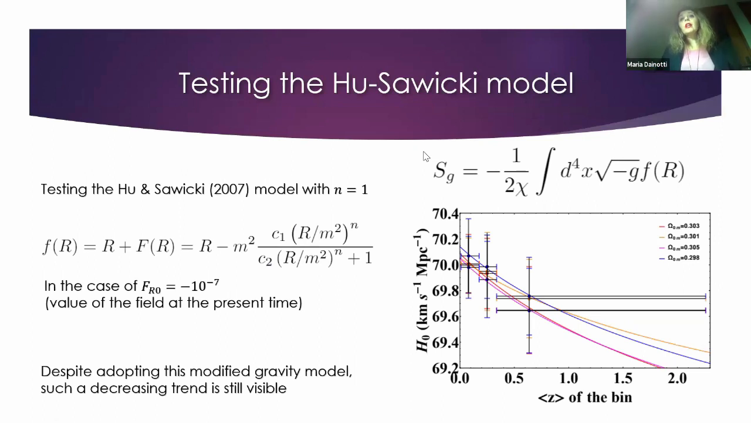But if this trend had been determined by the Usabiki model, then we could have seen this trend disappear after the application of this model in the distance luminosity. But this is not the case. So it seems that although there are many tests of it, this is one model among the possible models, and this is not the final answer for us.